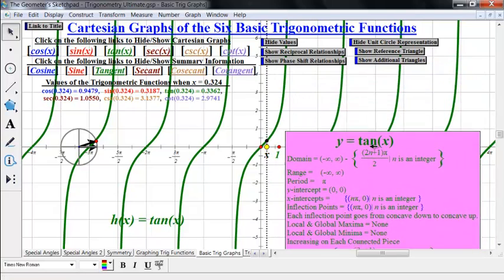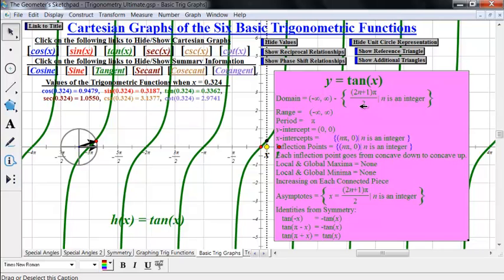Its period is pi. Now the period of sine, cosine, secant, and cosecant are all 2 pi, but tangent and cotangent, the period is pi. And we've seen this before because they actually repeat themselves, not just a full circle rotation, which is a little more obvious, but they also repeat in a half circle pattern as well.